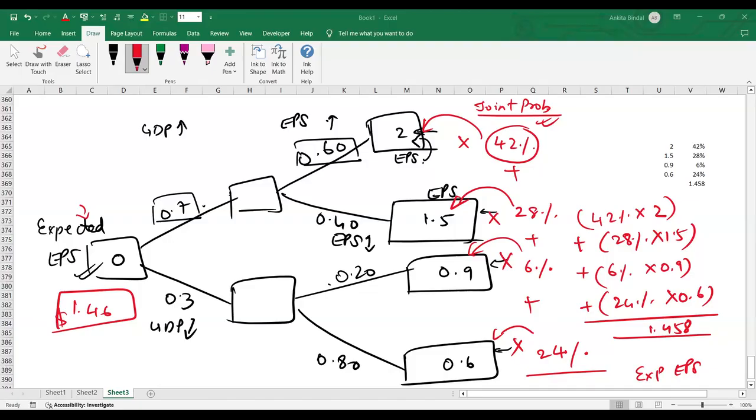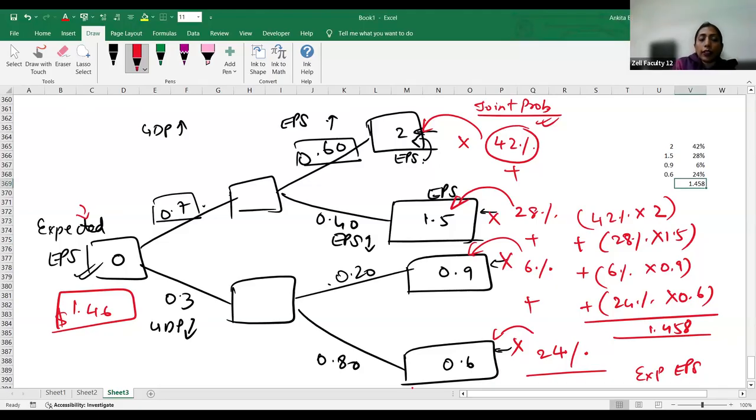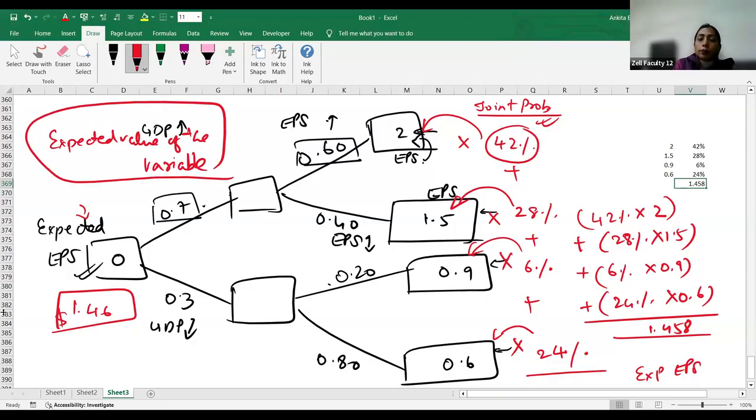So, ma'am, what we call this is a cumulative formula for the bears, or This is expected probability. This is not base. This is expected value of the variable. Okay. This is the expected value of the variable.